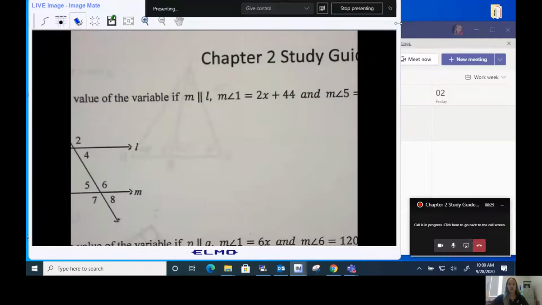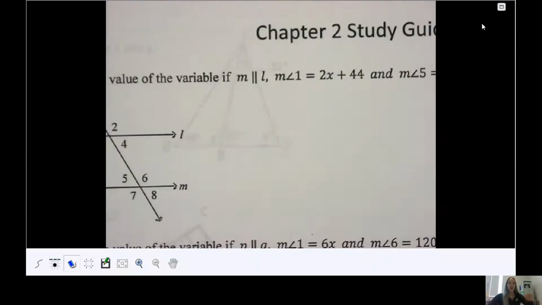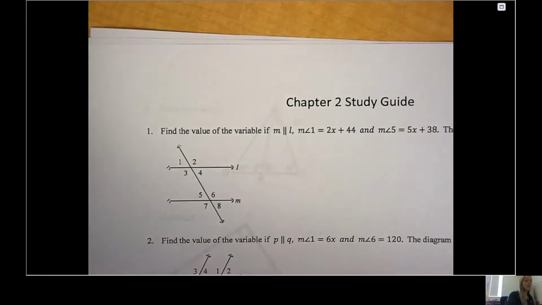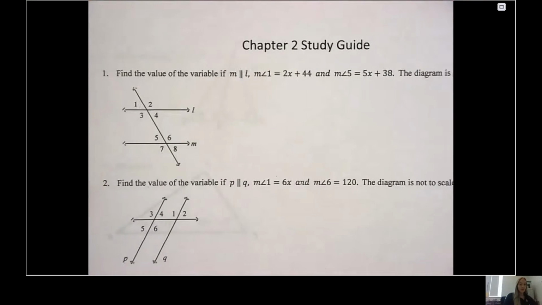We are going to take some time right now to do our Chapter 2 study guide, getting us ready for our Chapter 2 test. So we're going to jump right on into it and get ourselves going here. So first thing on our Chapter 2 study guide that we see are parallel lines cut by a transversal.